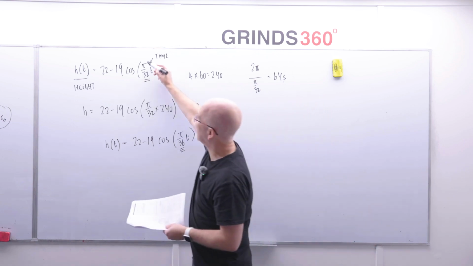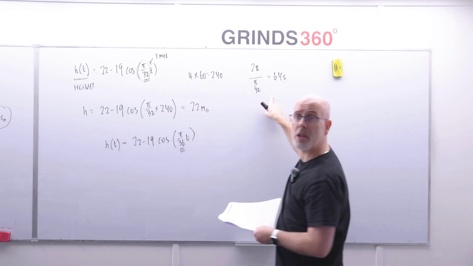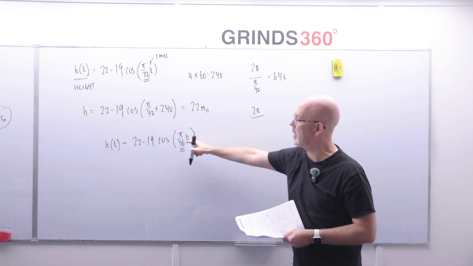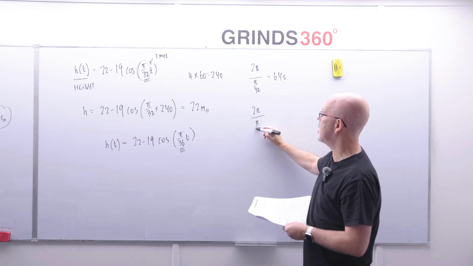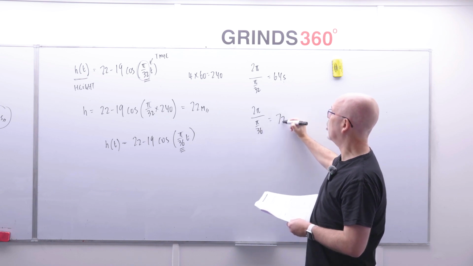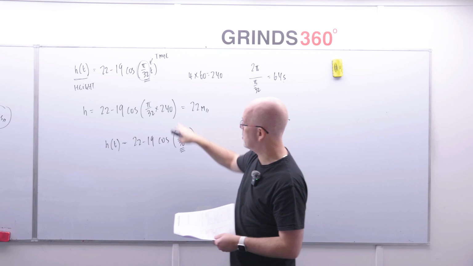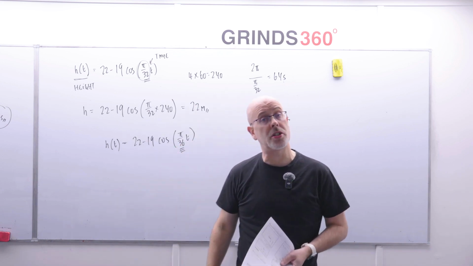If I change that number, I'm going to change the period. So in this case it'll be 2 pi divided by pi over 36, and that comes out at 72 seconds. So when we change that number to pi over 36, the period changes to 72 seconds.